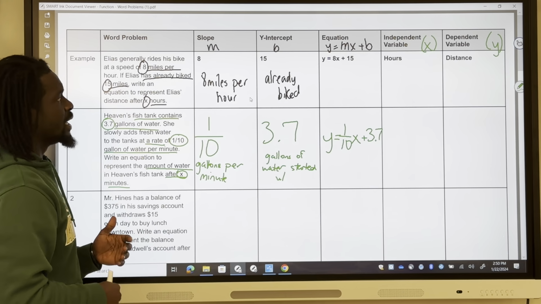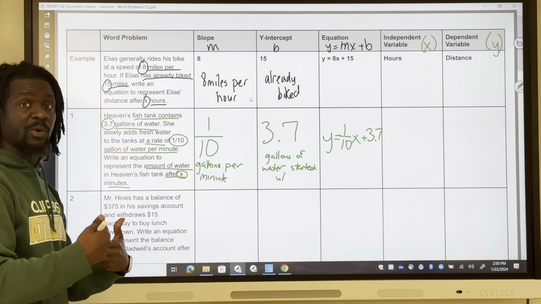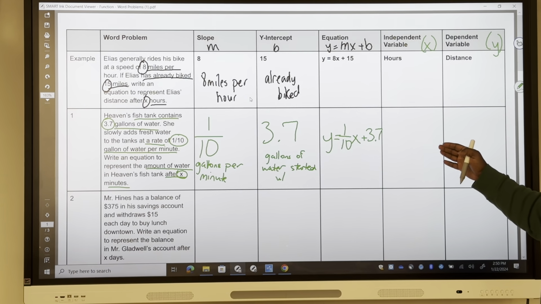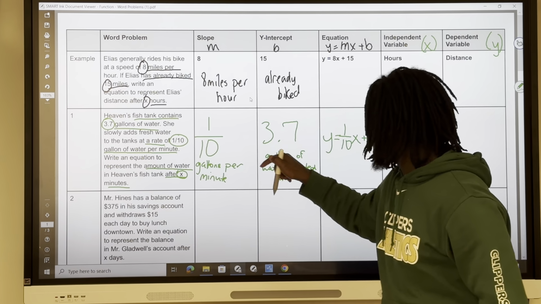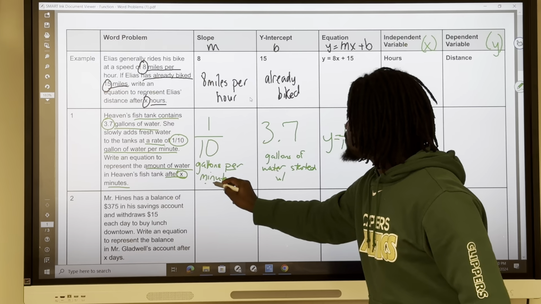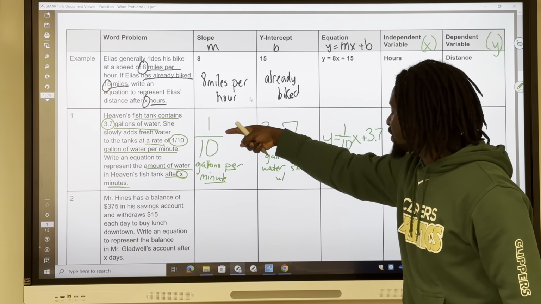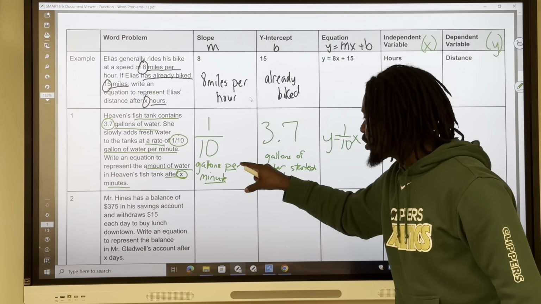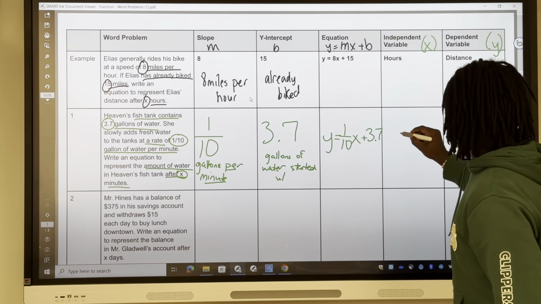Now I want to identify what is my independent variable here and what is my dependent variable, okay? And so which depends on the other? Well, again, it says 1/10 gallons per minute, okay? So gallons per minute, okay? That is the amount of time, that is how much it is, that goes with the change. The change is happening per minute. So the independent variable is the minutes.